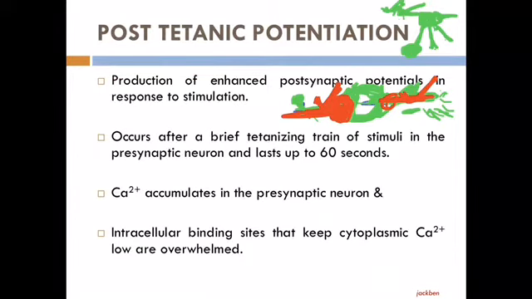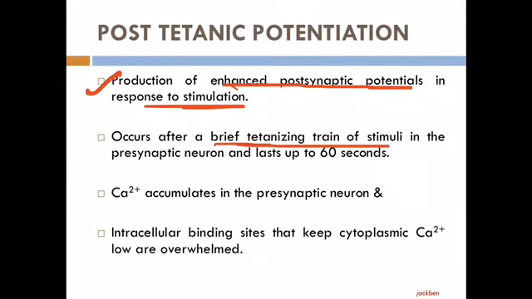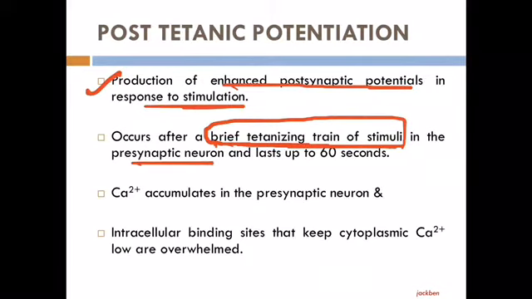Out of those, one is post-tetanic potentiation. Now, what is post-tetanic potentiation? It is the production of enhanced postsynaptic potential in response to stimulation. It occurs after a brief tetanizing train of stimuli, like when you started reading about a certain new topic, that will generate a tetanizing train of stimulus in the presynaptic neuron, and this post-tetanic potentiation, the result of this repeated stimulus, will last up to 60 seconds.